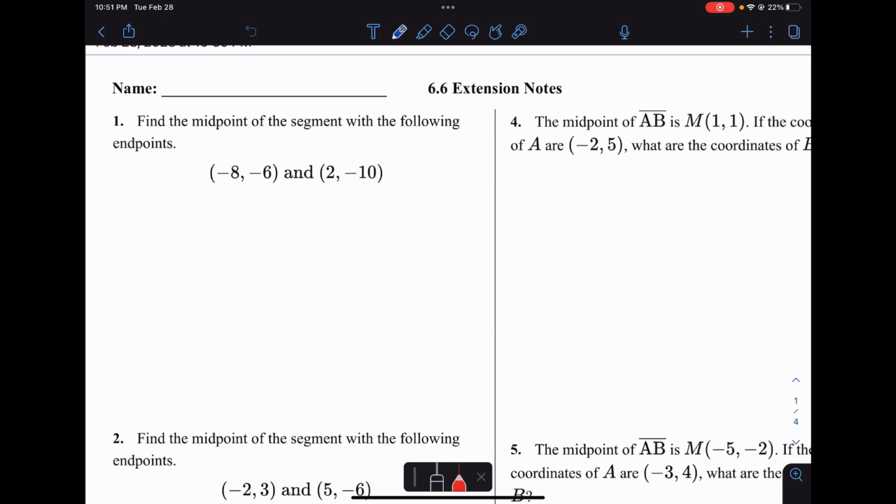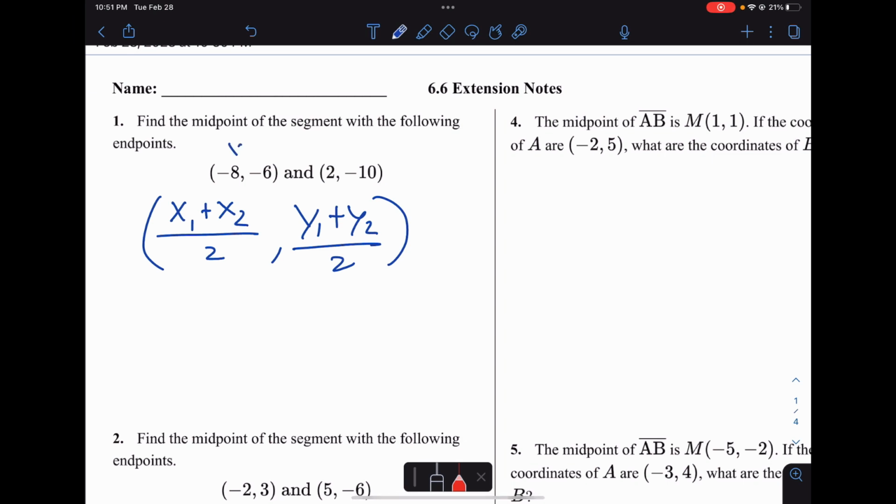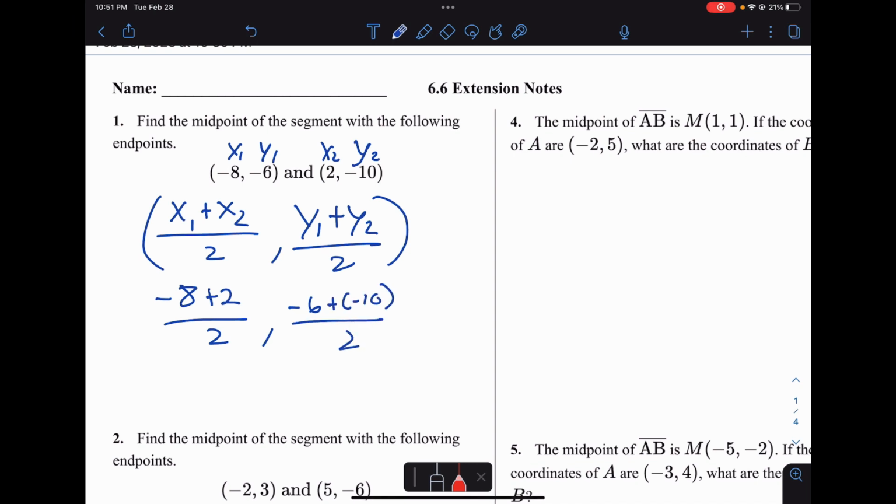If you recall, the formula to calculate midpoint is x1 plus x2 divided by 2 for the first point, and then y1 plus y2 divided by 2. So we'll just say x1, y1, x2, y2. So I'm going to do negative 8 plus 2 divided by 2, and then negative 6 plus negative 10 divided by 2. Now, one thing you want to be really careful of is if you're doing this in your calculator all in one step, you need to put parentheses around the numerator, or else you're going to get it wrong.